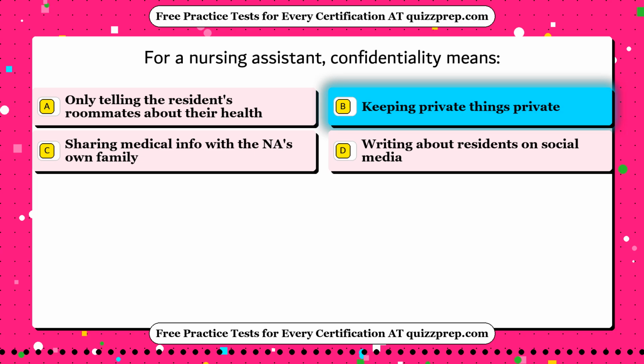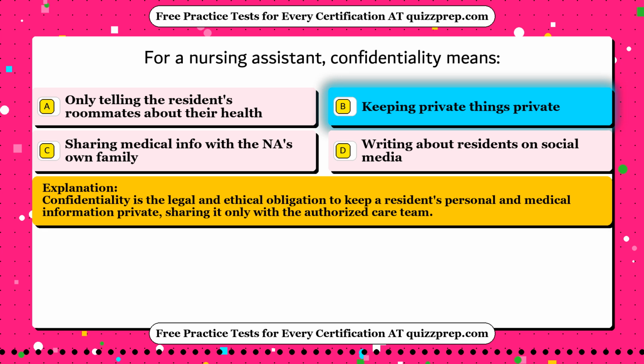The correct answer is option B, keeping private things private. Confidentiality is the legal and ethical obligation to keep a resident's personal and medical information private, sharing it only with the authorized care team. Question 78.